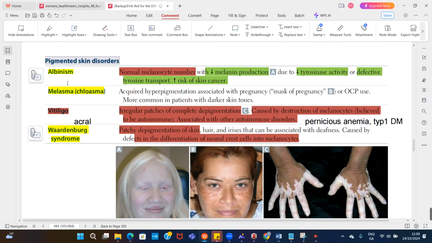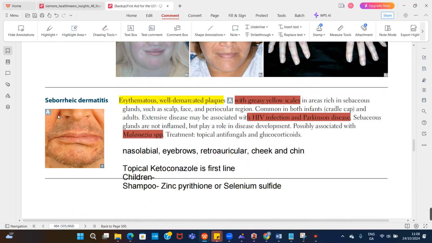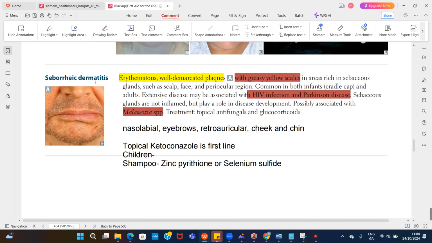don't worry about that. But just don't forget about albinism being associated with reduction in the production of melanin. The number of melanocytes is intact. While vitiligo is the autoimmune one that destroys the melanocytes and the number is reduced. So moving on to seborrheic dermatitis.